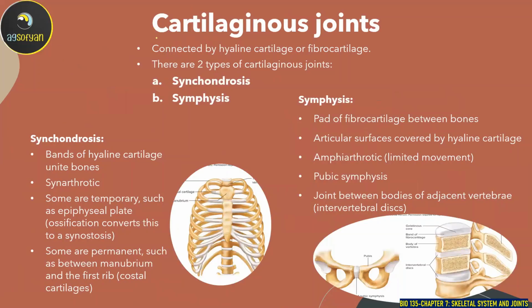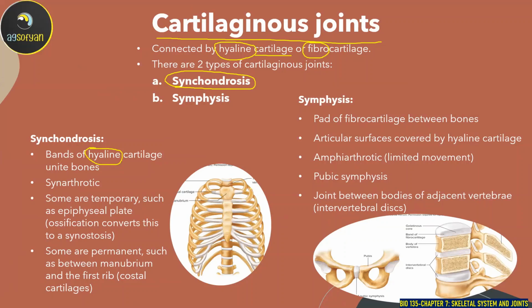Now the second type of joint based on structure is called the cartilaginous joint. Again, this is a joint made with cartilage. There are 2 types of cartilage that connect the 2 bones, either hyaline cartilage or fibrocartilage. Therefore, there are 2 types of cartilaginous joint. The first one is called the synchondrosis, which is made of hyaline cartilage. So the bones are connected with hyaline cartilage.